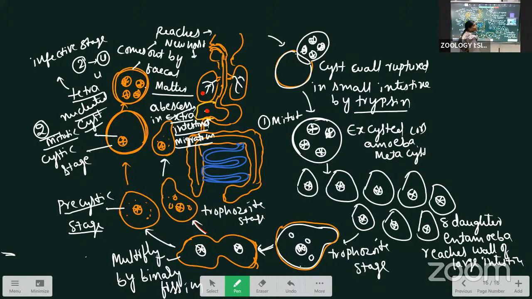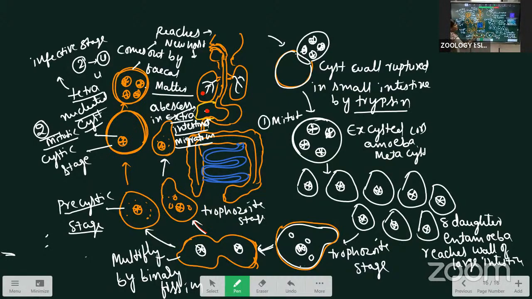They invade the large intestinal wall, and inside the wall they develop as trophozoites. Here the mature trophozoites develop in the wall of the large intestine. Like this, this is the life cycle of Entamoeba histolytica.